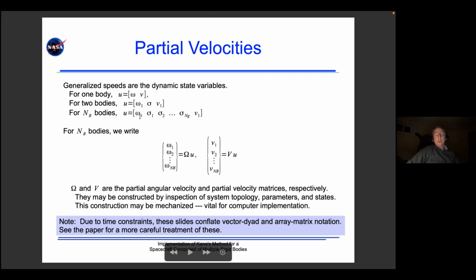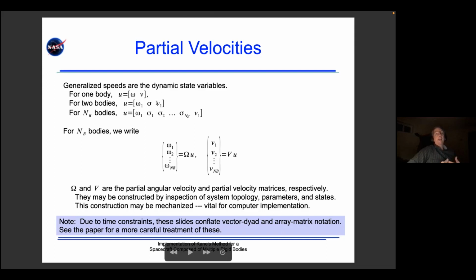So this is the minimum number of variables that I need to describe the motion of the system. I'm going to call this vector u, generalized speeds. And then I'm going to say what I sort of said in words already, that for any body in my system, I can describe its angular velocity vector and its linear velocity vector as some function of these generalized speeds.